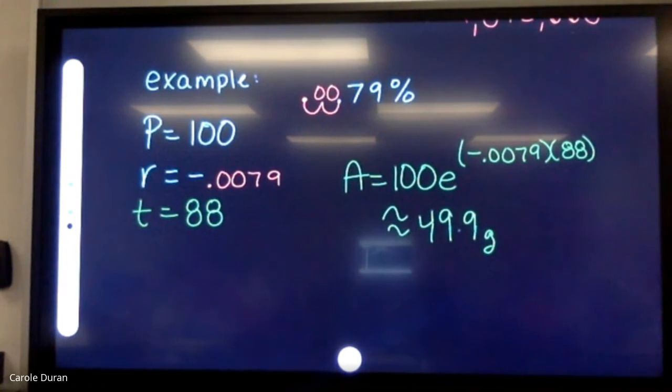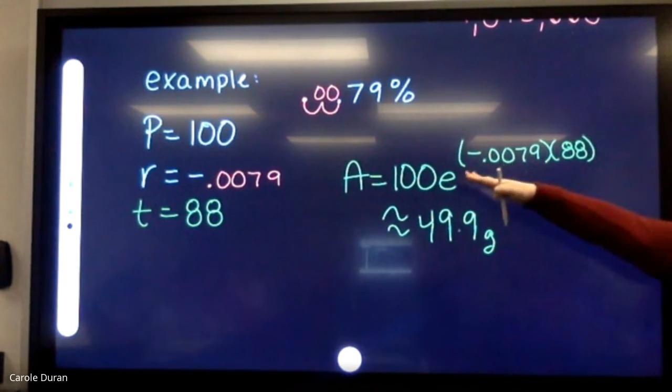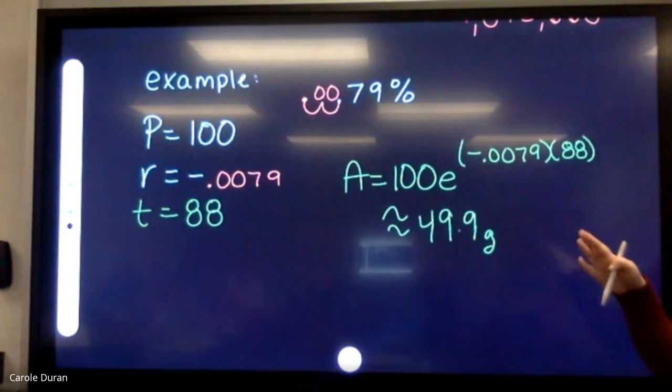What is 49.9 really, really close to? 50. And what do we notice about 50 in comparison to the 100 grams we started with? So I could even take a leap and say the half-life of this plutonium isotope is approximately 88 years. Because after 88 years, the amount I started with was cut in half, roughly.